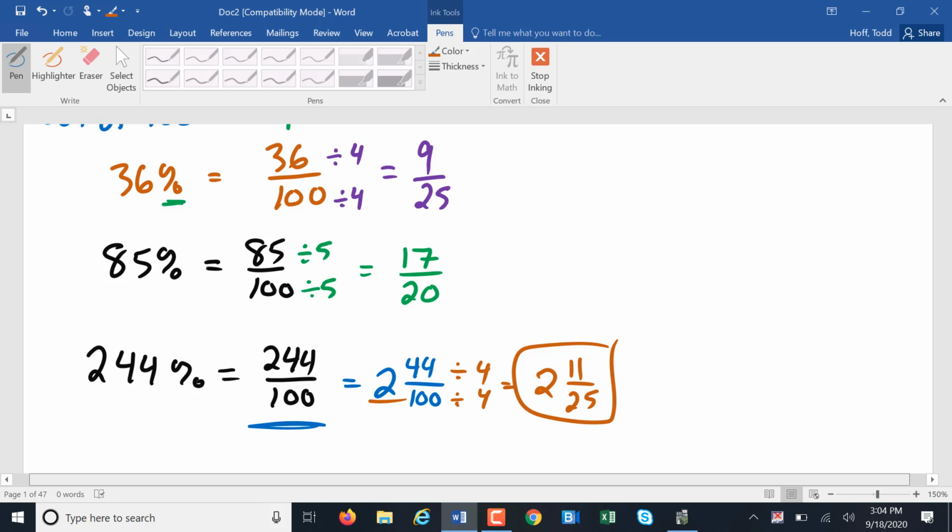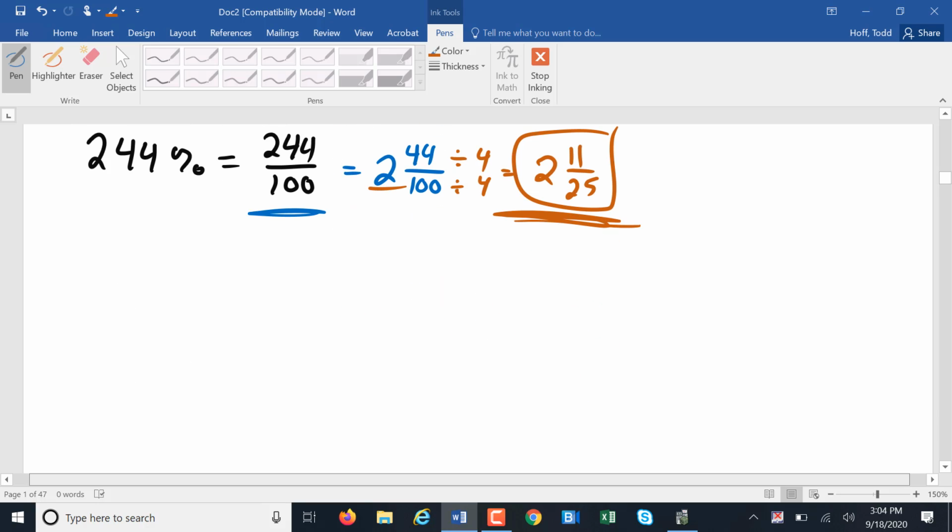One of the things I mention when I do percents is the word benchmarks. One benchmark is 100%. 100% means the whole thing, or 1. This is bigger than 100%. It's going to be larger than 1.